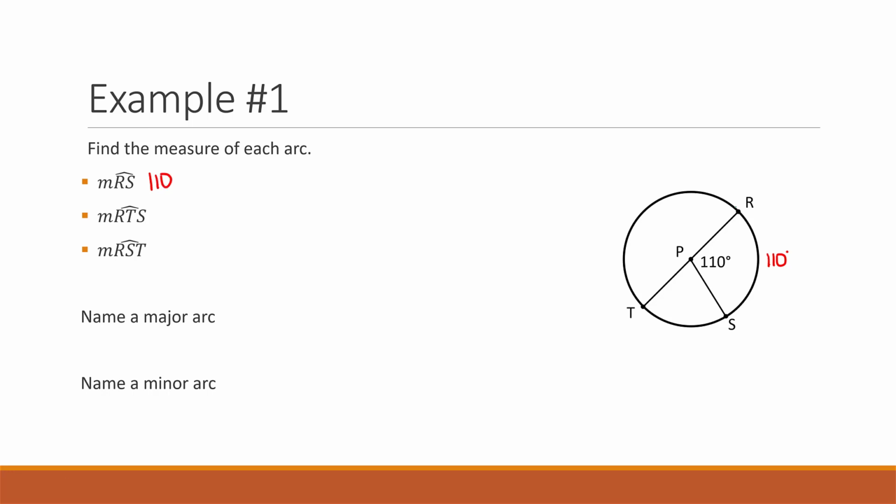Arc RTS, that's a major arc, so RTS. To find that, we're going to use subtraction because RTS, the green one, plus RS, which is the red one, which is 110, gives me a full circle, which is 360. So subtract 110 from each side. RTS, that arc, equals 250 degrees.